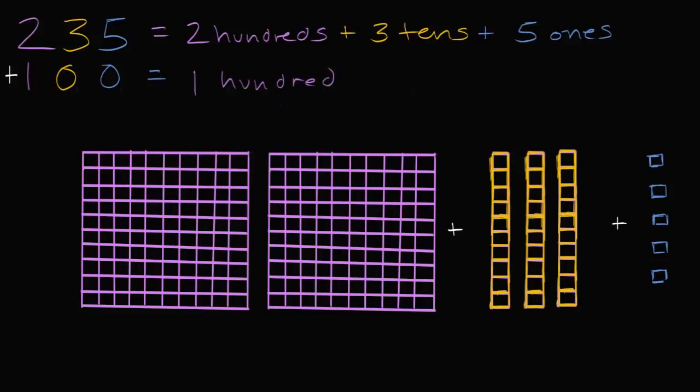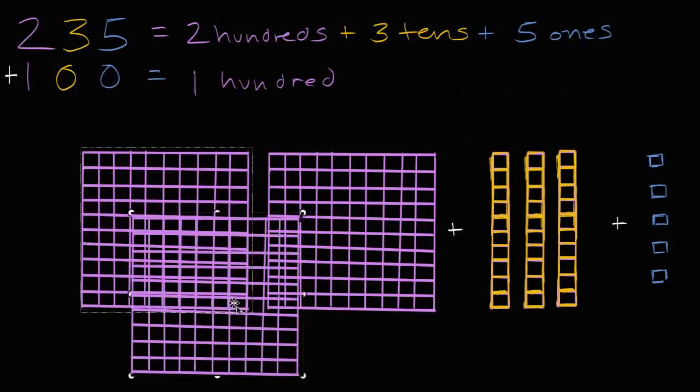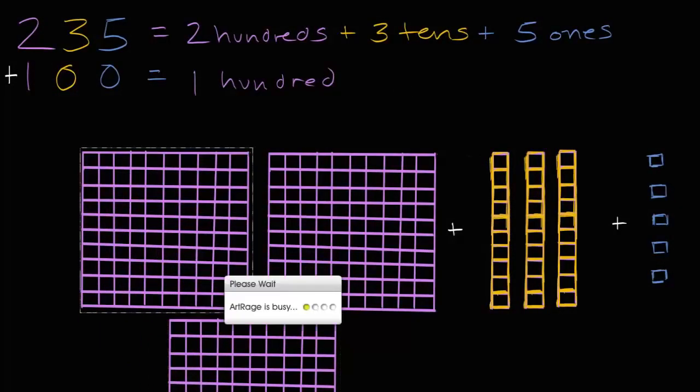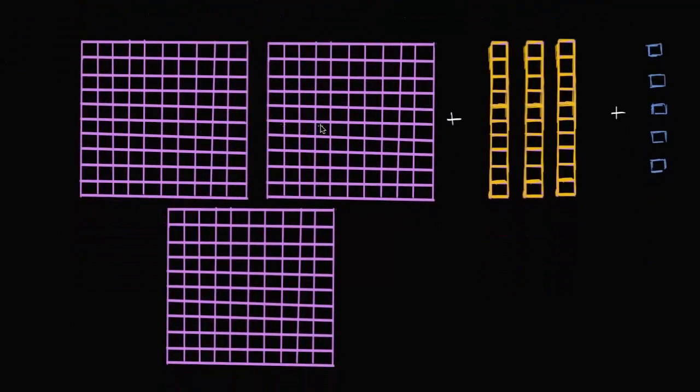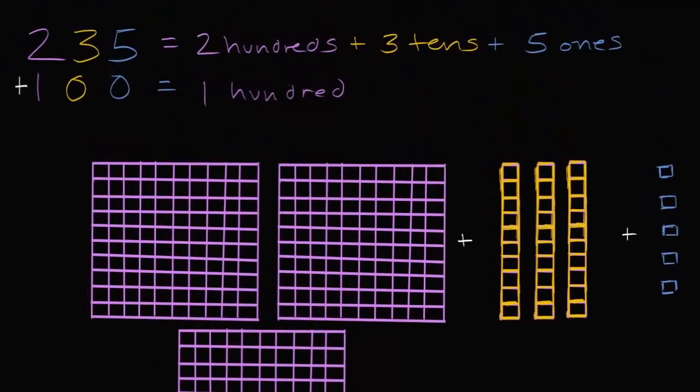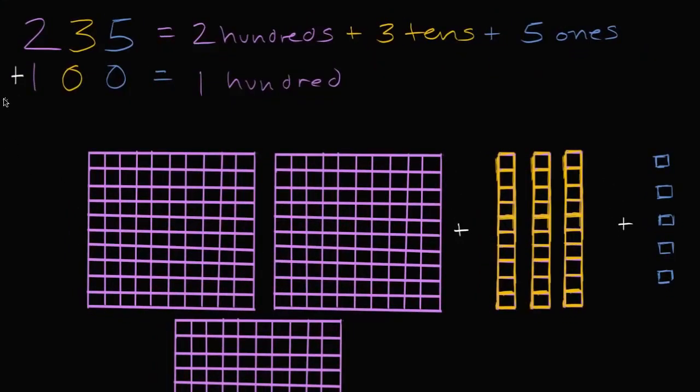So plus 100. So what's that going to get me? Well, let me draw it out here. Let me copy and paste. I have 2 hundreds before, but now I'm going to add 100. So let me just copy that and let me paste it. So now, how many hundreds do I have? Well, now I have 1, 2, 3 hundreds. I have 3 hundreds. So over here, I had 2 hundreds. I'm adding one more 100 right over here. So now I have 3 hundreds.